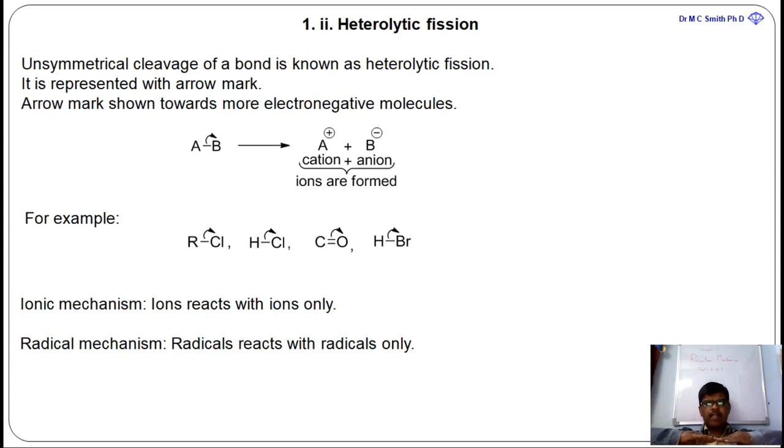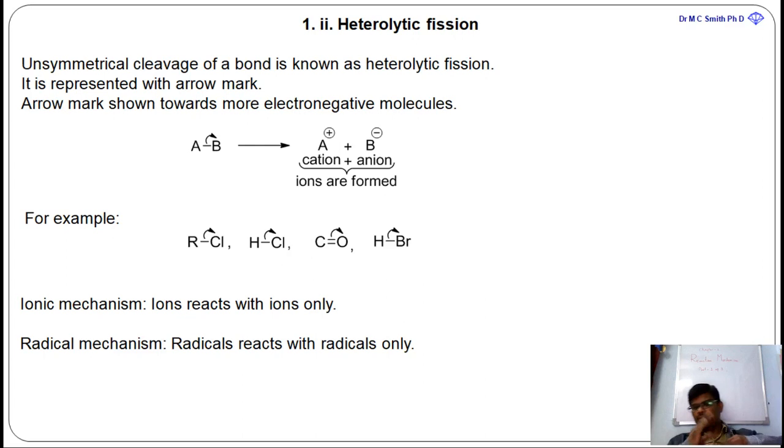Heterolytic fission is an unsymmetrical cleavage of a bond. Unsymmetrical cleavage of the bond takes place, and this heterolytic fission is represented with an arrow mark, and the arrow mark should be shown towards the more electronegative atom.